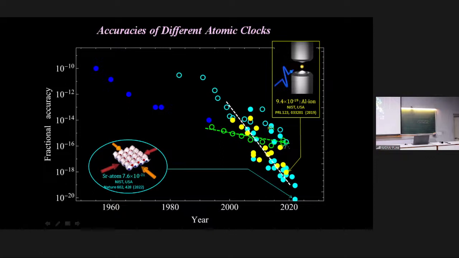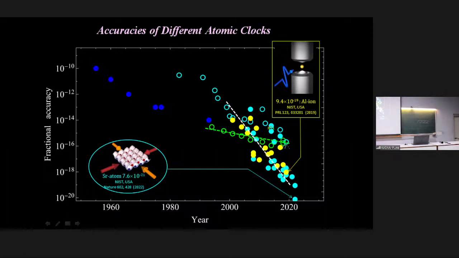And these yellow ones are different ion clocks, and you see that best fountain accuracy has stopped here. It's like 1.6 times 10 to the power minus 16, 1.4 times 10 to the power minus 16. Whereas these ones have gone to 10 to the power minus 20 level fractional accuracy, 4 orders of magnitude better.